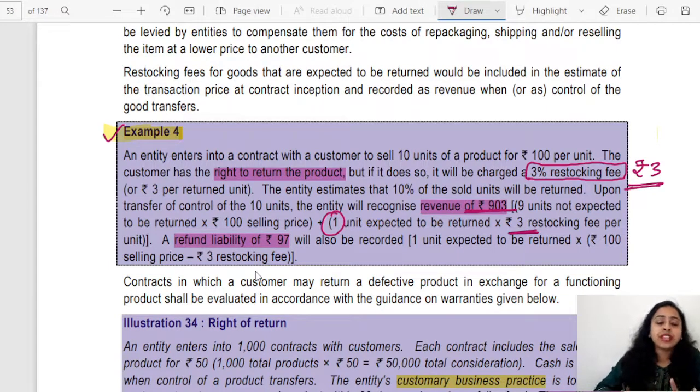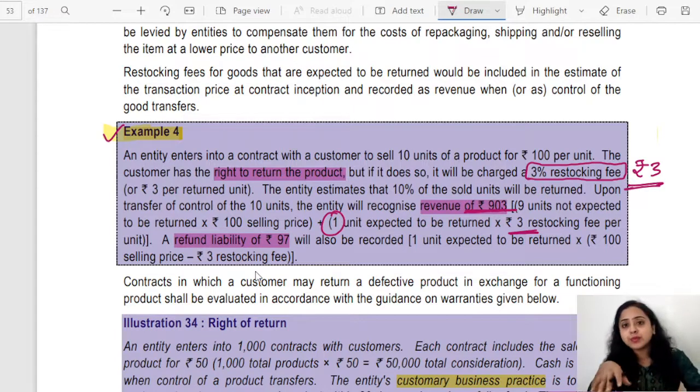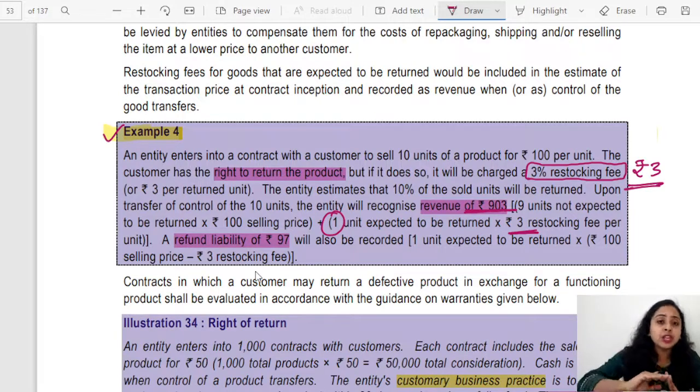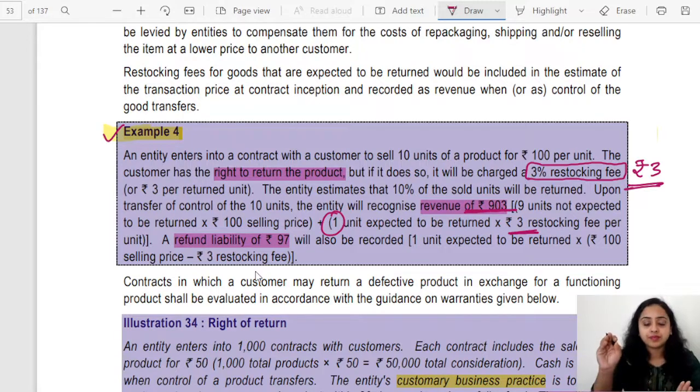So for the 9 units that are not expected to return, you will record it at rupees 100, and for the 1 unit that is expected to be returned, of the 100 rupees that you have received, the 3 rupees will be considered as restocking price, and the 97 will be refunded, recorded as refund liability. Whenever the liability arises, you will reduce this refund liability and pay it off. 1 unit is expected to be returned into 100 minus the 3 rupees restocking price.